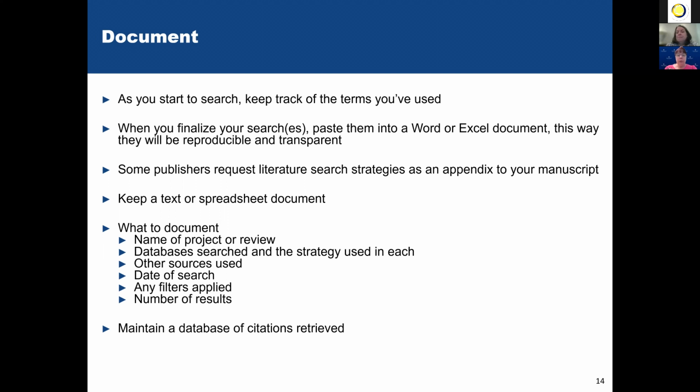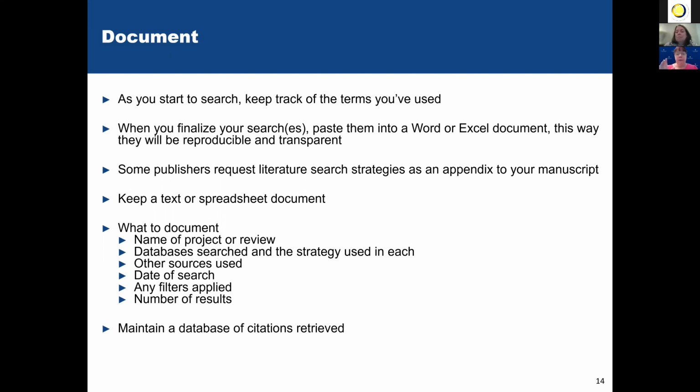Did you search other sources? So did you actually just go to the journal's website and do a scan of their titles? Did you go to, say, AHRQ, and you were looking for references from there, other websites? Did you do that type of extra, what we refer to as gray literature searching? The date that you did any of these searches. So if you searched Medline today and Embase tomorrow and CINAHL on a third day, those are 3 different dates. So you'll want to track for each database the date you searched.